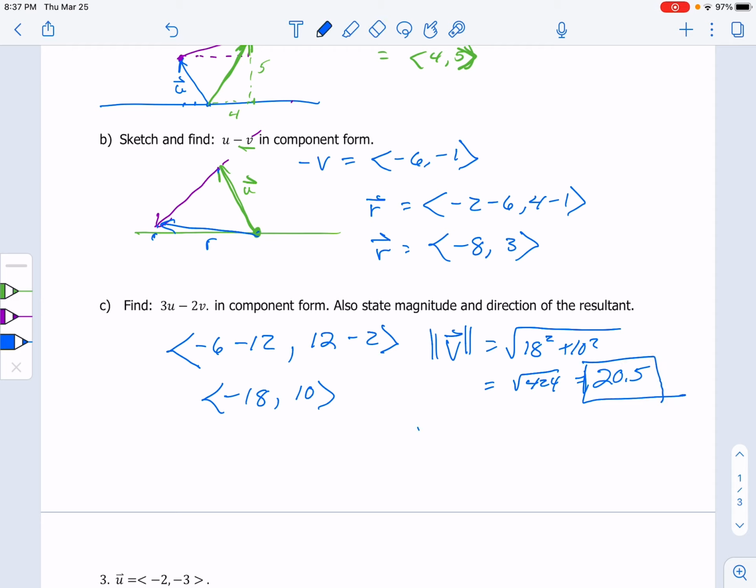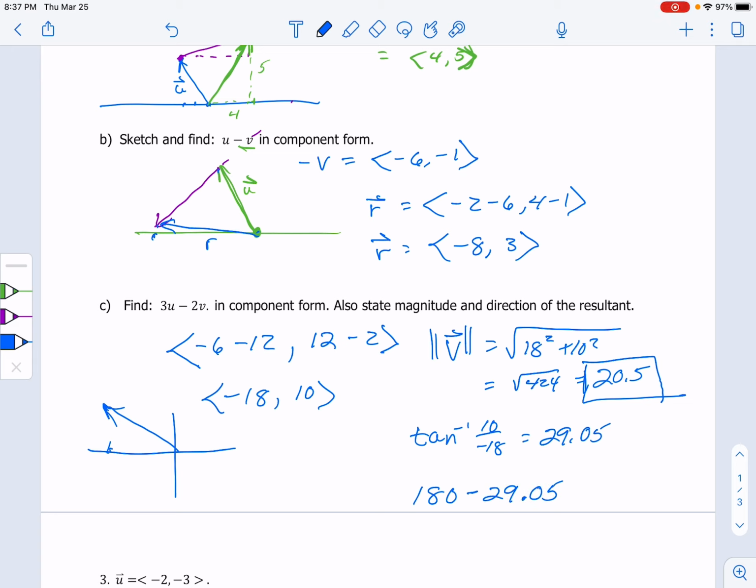Your angle is inverse tan of 10 over negative 18. So remember, if I was graphing this, negative 18's here, 10's here, so I'm in the second quadrant again. So I'm going to do this, and I get my angle to be 29.05. You have to subtract it from 180 again. This you just have to know, people. Okay? I don't know how else to tell you.